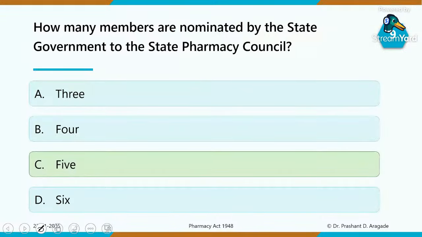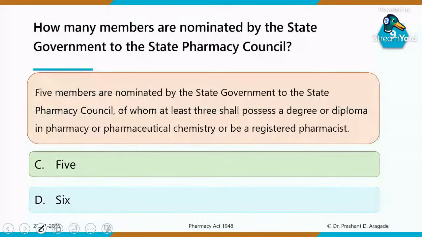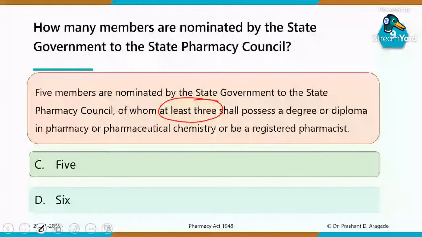So 5 members are nominated by the state government to the state pharmacy council, and out of 5, at least 3 shall possess a degree or diploma in pharmacy or pharmaceutical chemistry or be a registered pharmacist.